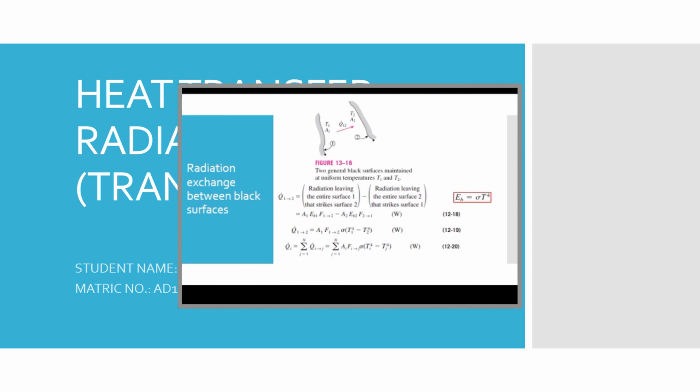So far, we have considered the nature of radiation, the radiation properties of materials, and the view factors, and we are now in a position to consider the rate of heat transfer between surfaces by radiation. We consider radiation exchange between black surfaces only for this section. Consider two black surfaces of arbitrary shape maintained at uniform temperatures T1 and T2, as shown in Figure 13.18.